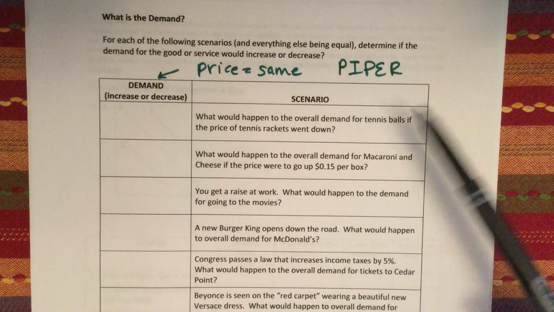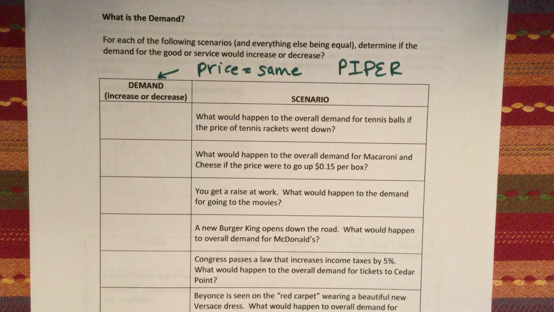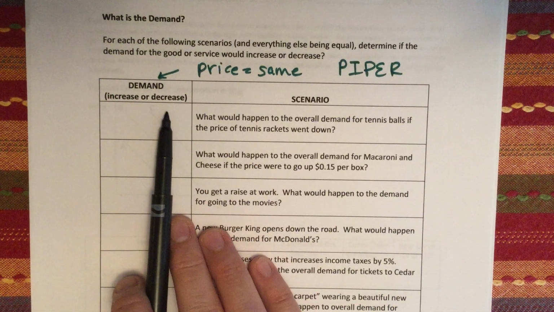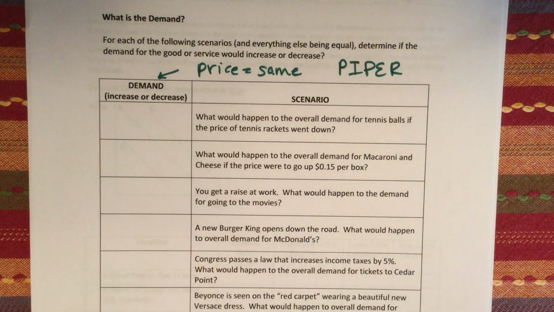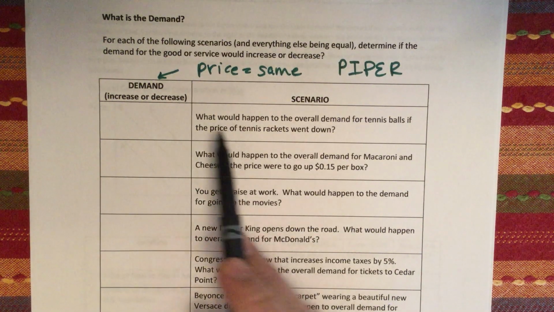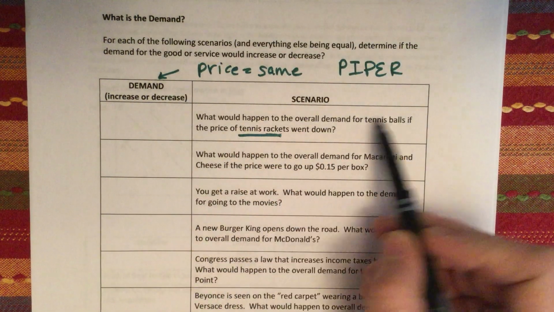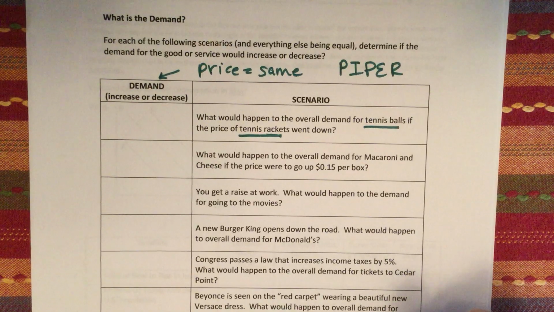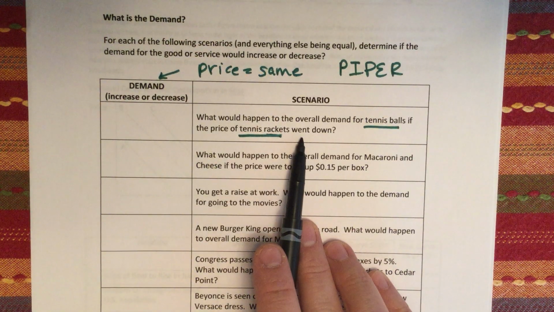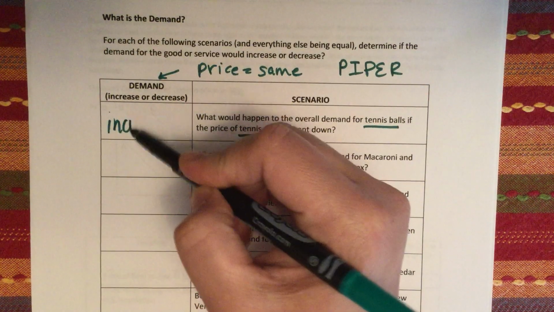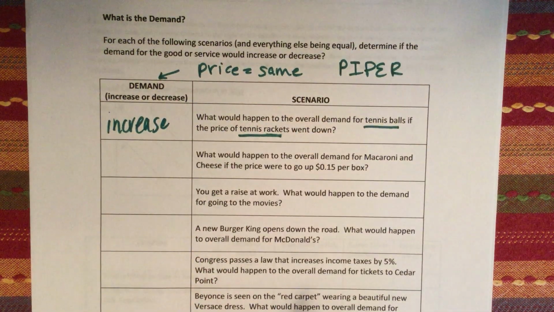If we're asking for a change in quantity demanded, then that is when price changes and it causes a movement along the line. In this case, demand, it's going to increase or decrease, causing a shift of the entire curve to the right or to the left. So what would happen to overall demand for tennis balls if the price of tennis rackets went down? Tennis rackets and tennis balls are complements. So if tennis rackets are now cheaper, then the demand for tennis balls is going to increase. So you would have to just write or know that there's an increase in the demand for tennis balls.